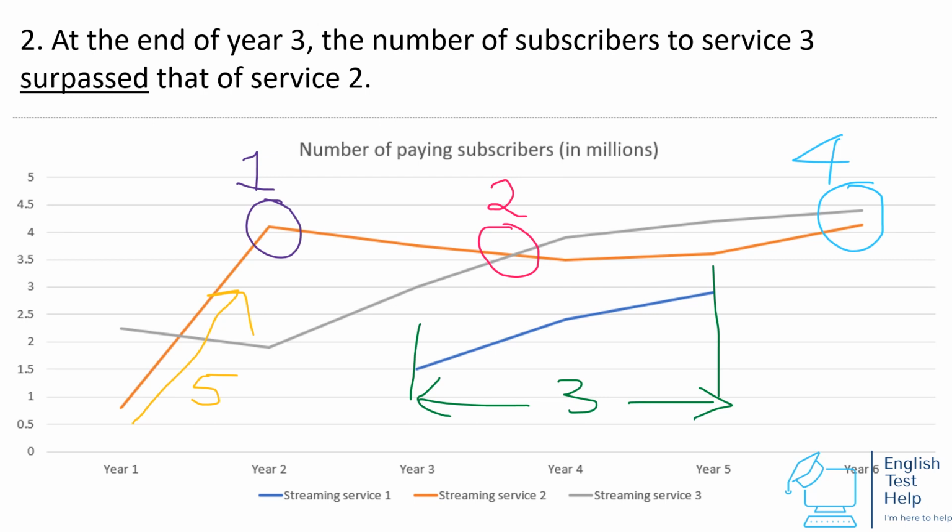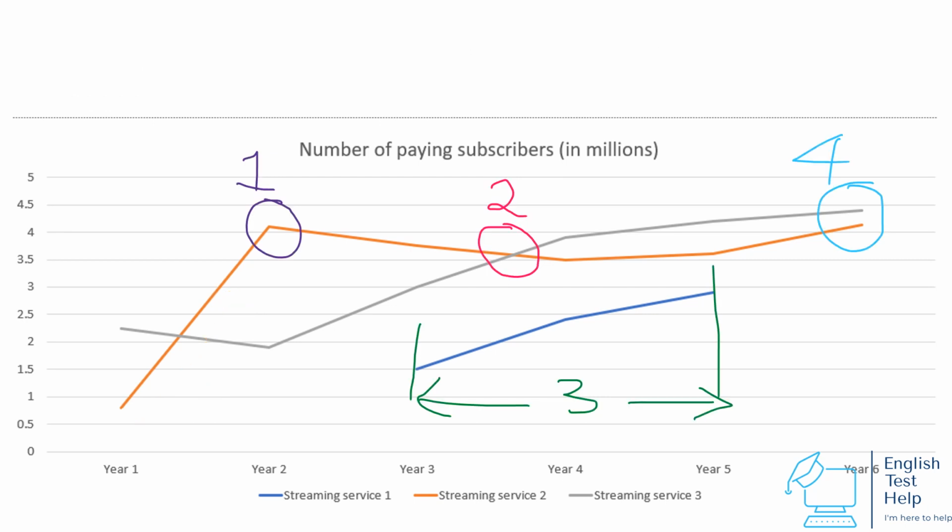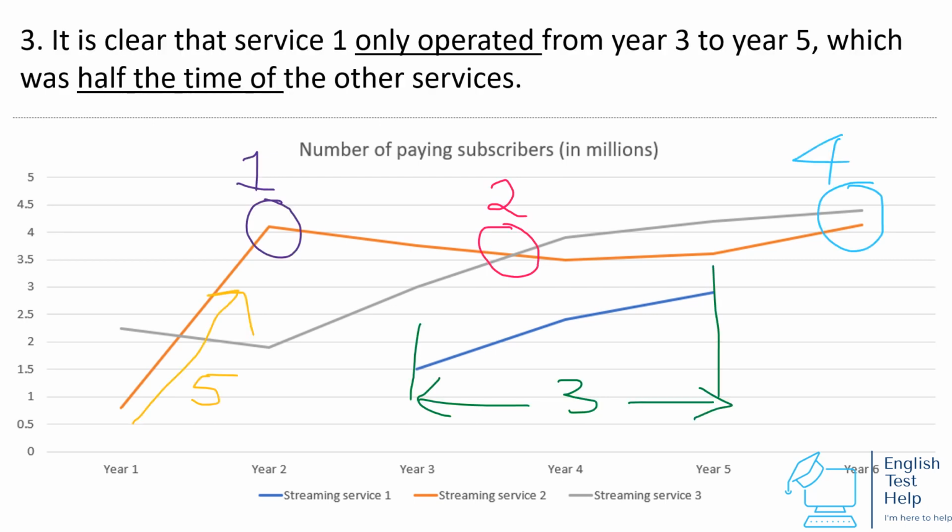All right, how can we describe the third one? It is clear that service 1 only operated from year 3 to year 5, which was half the time of the other services. Remember, to pass task 1 writing, you must be able to compare half the time of.